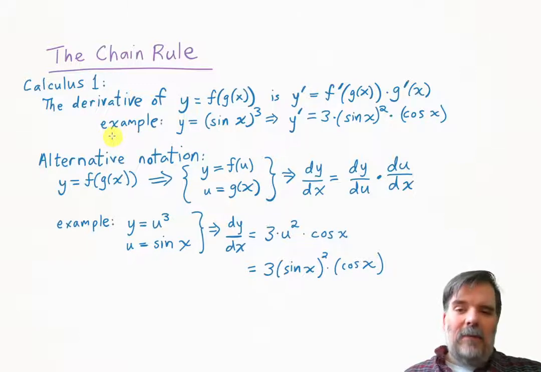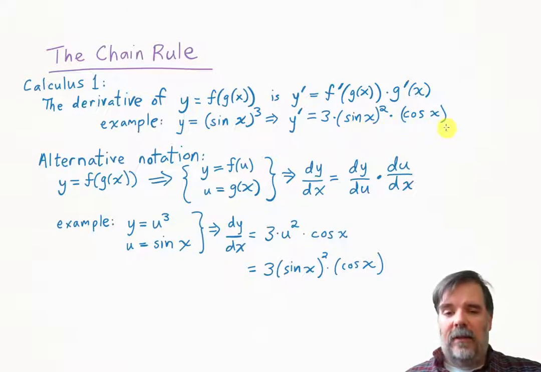As a more concrete example, consider the function y equals sine of x cubed. Here, the outside function corresponding to f is the cubing, and the inside function is sine of x. So to calculate the derivative of this function, we first calculate the derivative of the power 3, so that's 3 times the inside function squared, and then multiply it by the derivative of the inside function. And the derivative of sine x is cosine x. So the derivative of this function is 3 times quantity sine x squared times cosine x.